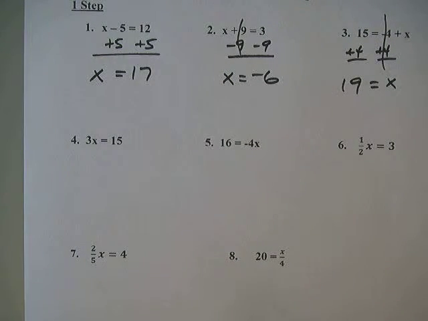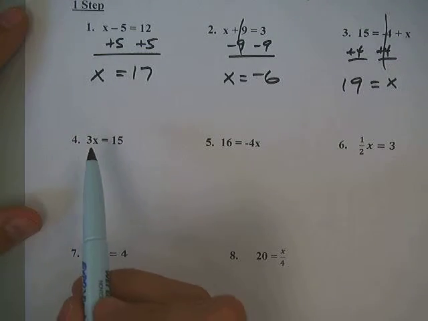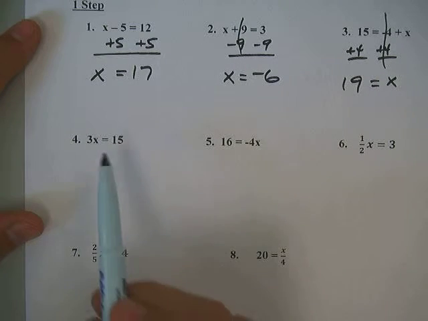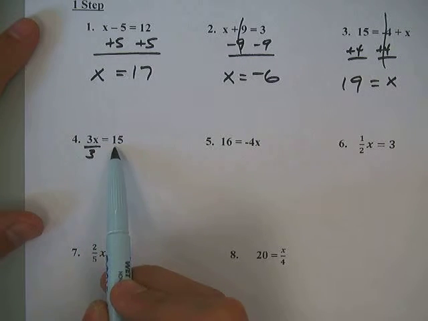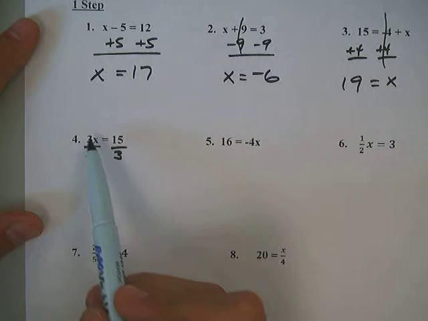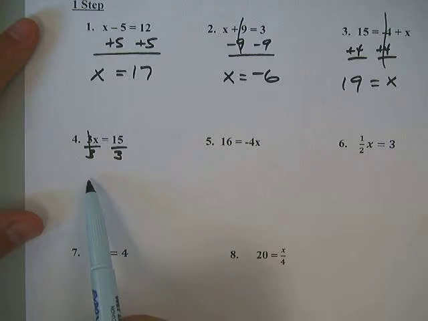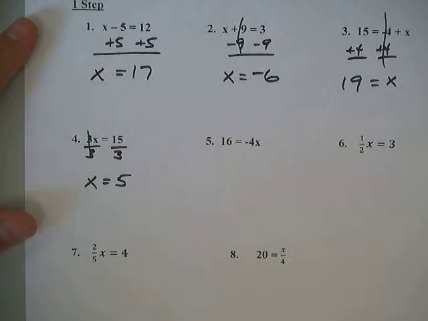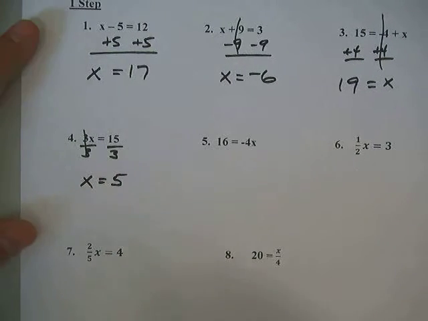Now let's move on to some multiplication and division. Notice this next one says 3x equals 15. What operation is going on between the 3 and the x? It's multiplication, so I'm going to do the opposite of that, which would be division. So I'm going to divide. 3 divided by 3 is 1, so those cancel, and 15 divided by 3 is 5.